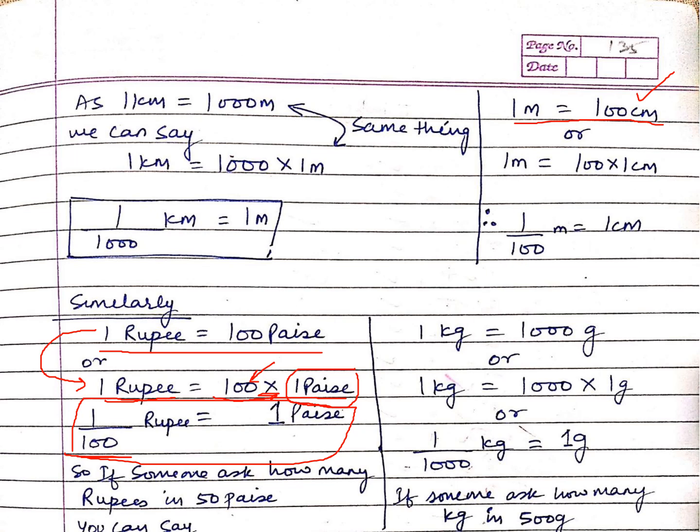But what if I change the question? I ask, beta, how many meters are there in 1 centimeter? Then you will be confused, and you are forced to use your pen and pencil and a copy to find that, because it is not in your mind right now. Right? You're going to find this. We can't learn everything. There are some things that we need to find using pen and pencil also.